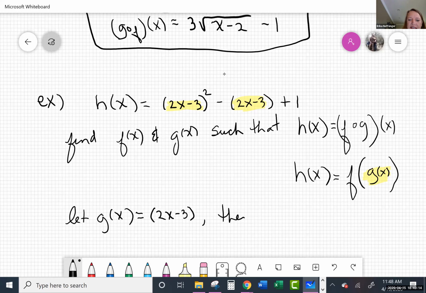If that was the case, then for f of x, wherever I highlighted in yellow, I'm going to replace that with x, because I want to replace that whole expression 2x minus 3 wherever I see an x in f of x. So if I do that, then I have x squared minus, I see an x, or that yellow, and then plus 1.